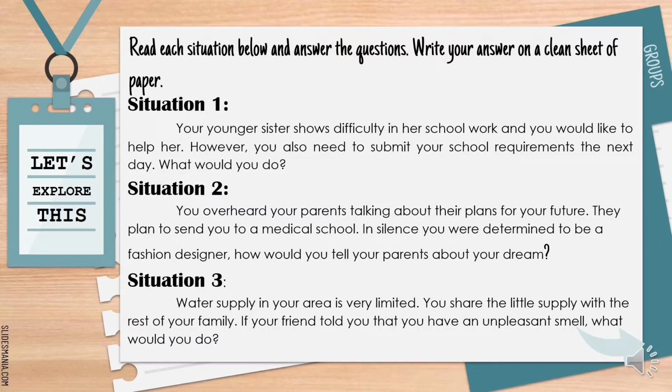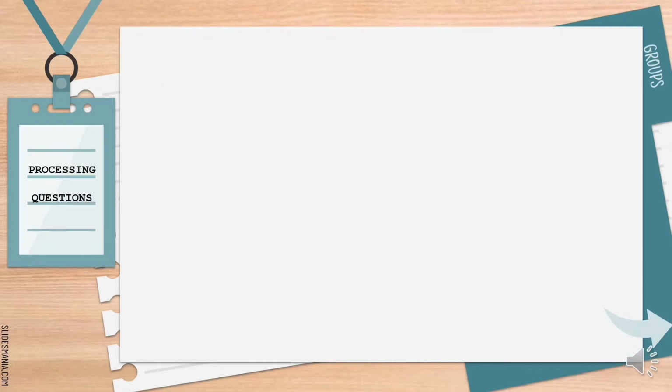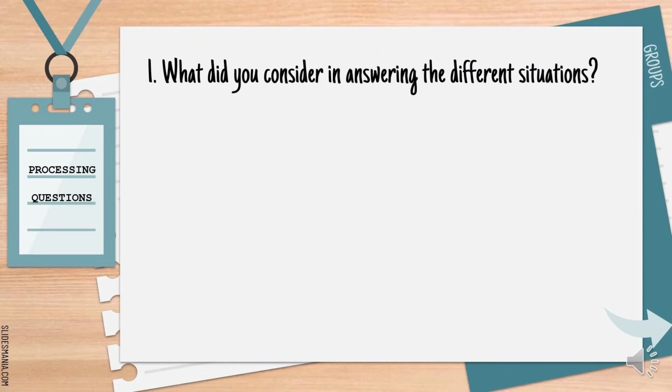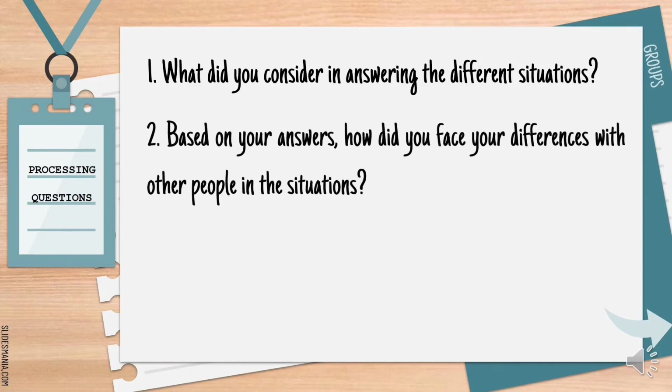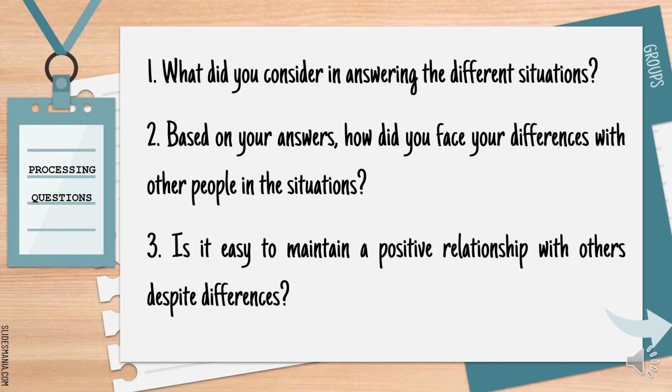Okay, class, once you are done answering the questions for the 3 given situations, now let's answer the processing questions. The first question is, what did you consider in answering the different situations? Second, based on your answers, how did you face your differences with the other people in the situation? Third, it is easy to maintain a positive relationship with others despite differences.